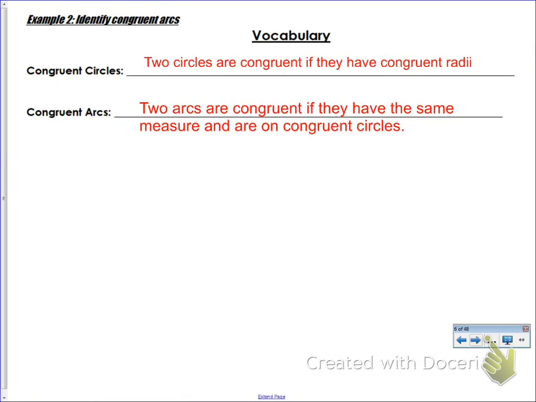All right, 2 more quick vocab words. So you can go ahead and pause it and write these down again. First one is congruent circles. 2 circles are congruent if they have congruent radii. Really, a radius is the only measure that a circle has. So as long as 2 circles have a congruent radius, then they would be congruent to each other. In order for arcs to be congruent, not only do they have to have the exact same measure, but they also need to be on congruent circles.